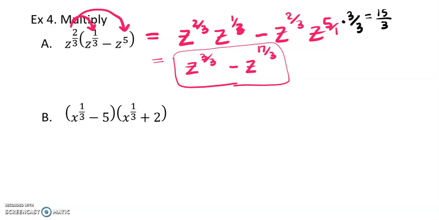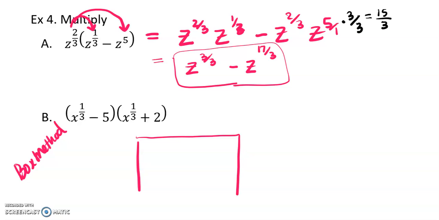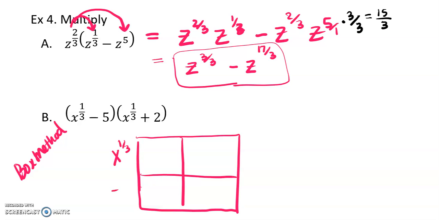Okay, next we have a binomial times a binomial. So if you remember, this is the box method. And so I'm going to go ahead and draw a box. And then I'm going to write x to the 1/3 here, -5 here, x to the 1/3 here, and 2. Okay, and then I'm going to go ahead and multiply. So that's going to be x to the 1/3 times x to the 1/3, -5 x to the 1/3, 2 x to the 1/3, and then -10 here.